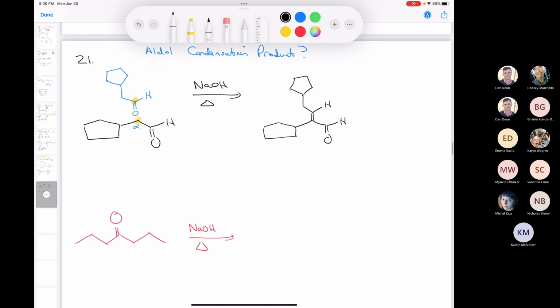With the next one, same rationale. Here's our beta carbon. Sorry, our alpha carbon. Sorry, I got other stuff on the brain, I guess. Anyhow, so let's redraw a second molecule like this. So this is 4-heptanone. And our double bond is going to be between the alpha carbon and the carbonyl carbon. And thus, our final product is going to look something like this. So we'll have a double bond here.